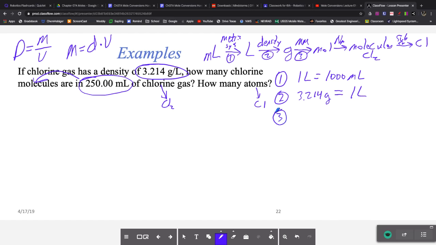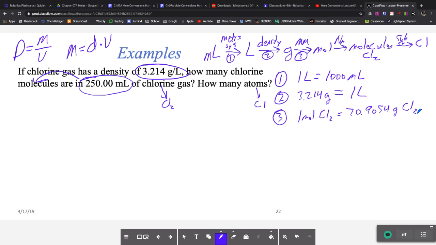So we could look that one up on Google, or we can just take the molar mass of chlorine and multiply it by 2, because the formula for chlorine is Cl2. And we get that 1 mole of Cl2 is equal to 70.9054 grams of Cl2. So that'll get us moles of Cl2.